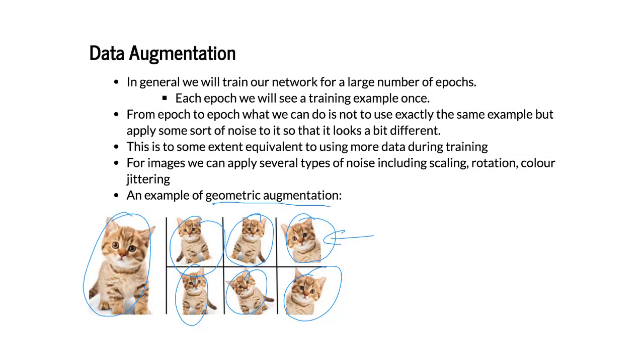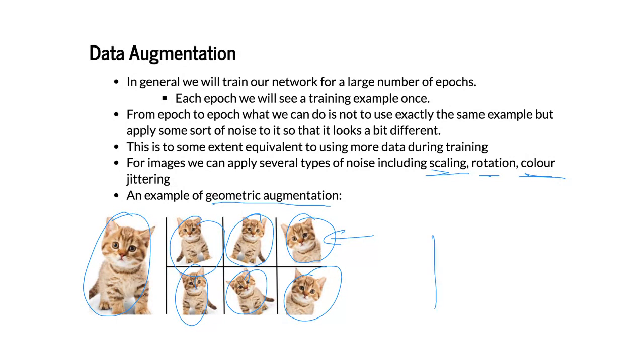You can also change the color if you want. Okay, color is very popular, rotation is popular, scaling. Also, translation, which means where the object is located in the image, right? This is also very popular. Or flipping, so flip the image left to right. So every time you see a different version of the same image, okay?